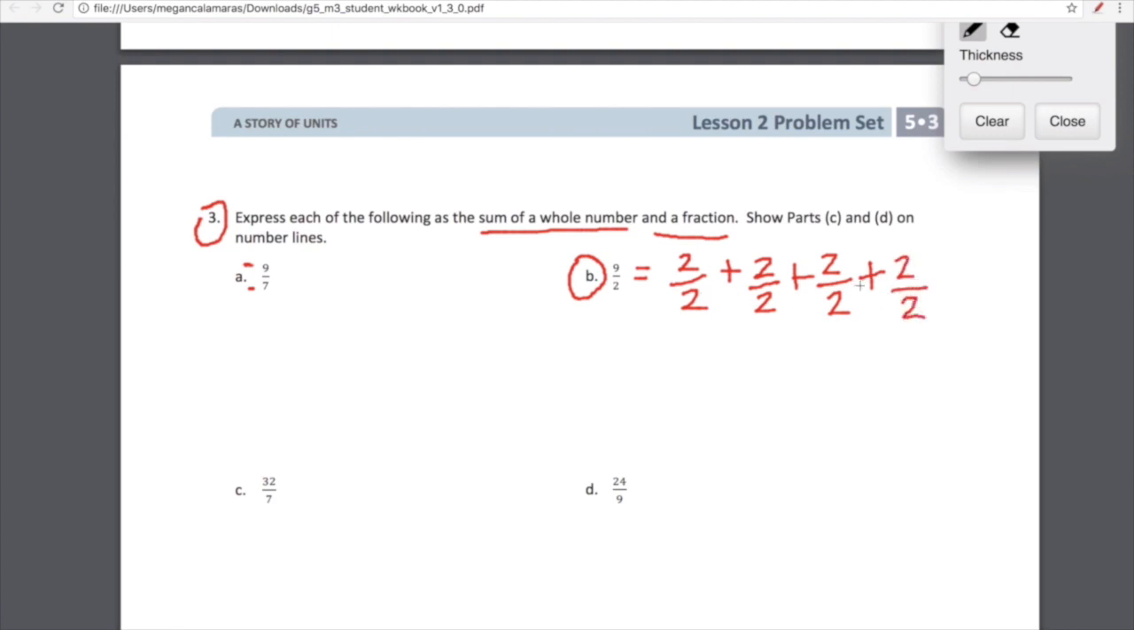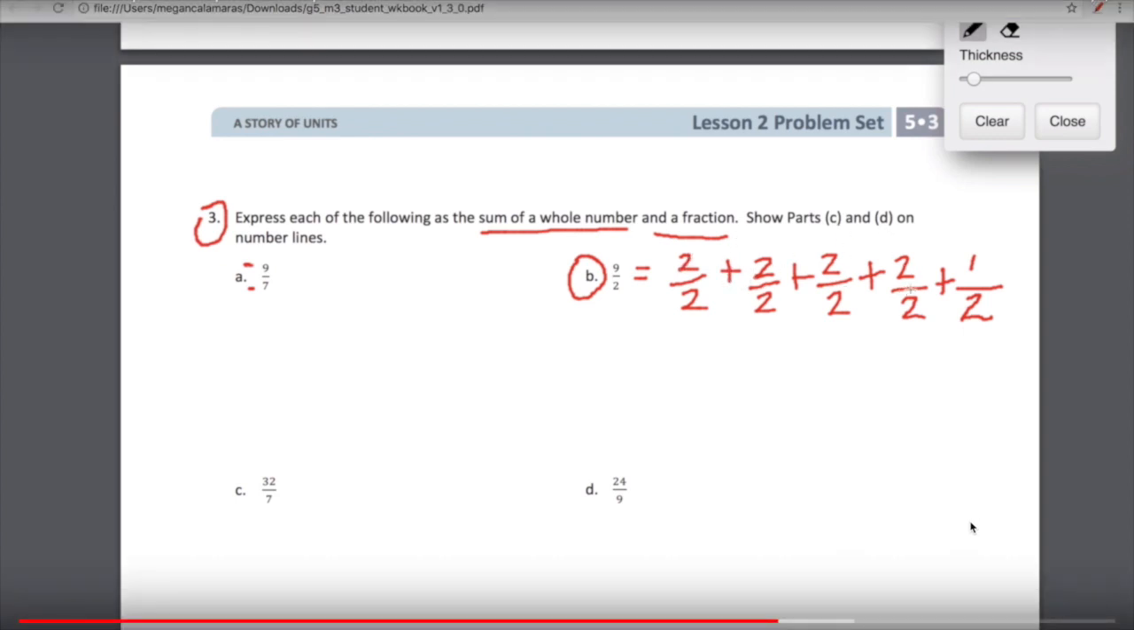Okay, let's update ourselves. Where are we here? How many halves do we have? So we have 2, 4, 6, 8 halves. We're renaming 9/2, so we decomposed 9/2 into 2, 4, 6, 8 halves. And we have 1, thank you, Gabby, 1 half left over. Okay. So 9/2 is the same as 2/2 plus 2/2 plus 2/2 plus 2/2 plus 1/2.